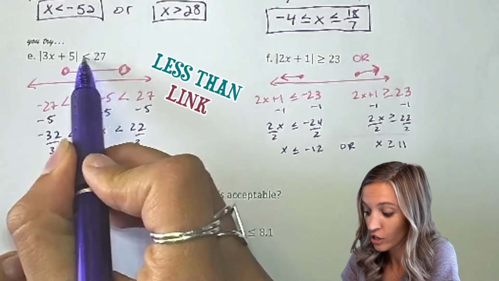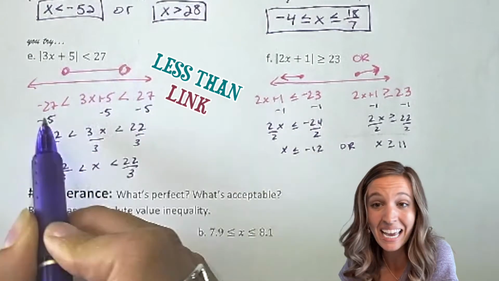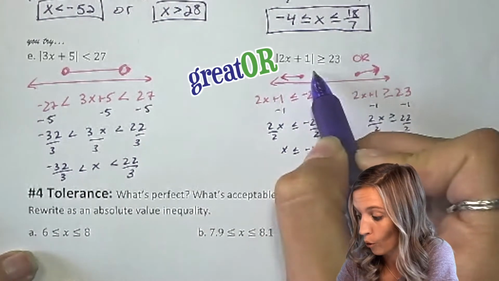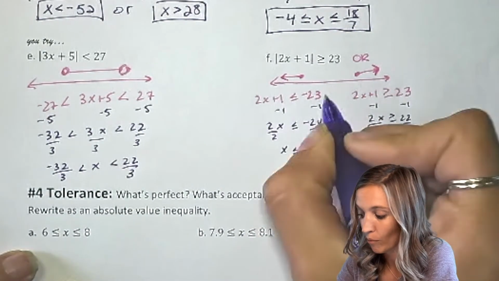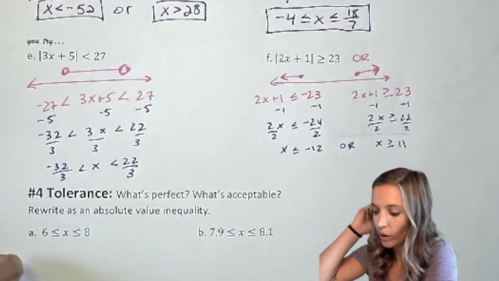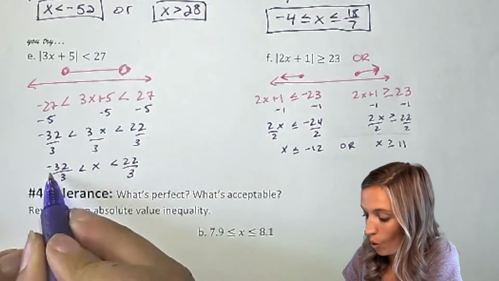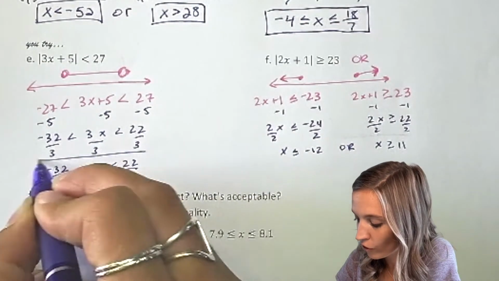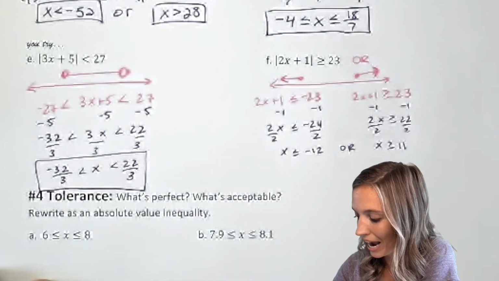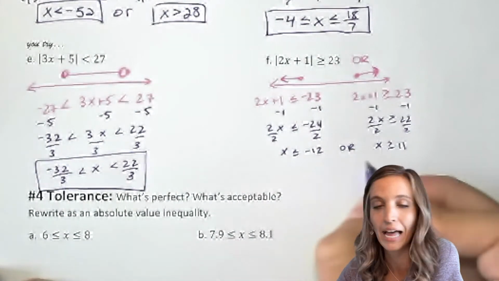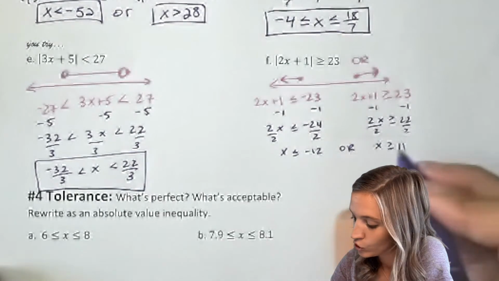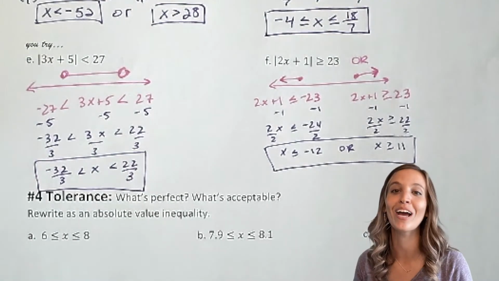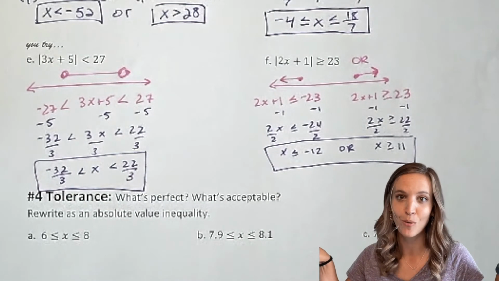See, less than, so I know that this is an and statement, and is linked, so I write it out linked before I even start solving. This one's greater than, so it's an or statement, so I split it up separate and write the word or between my solution. So for this first one, I got -32 divided by 3 is less than x is less than 22 divided by 3. So there's my solution for that one. And then the one next door, x is less than or equal to -12, or x is greater than or equal to 1. So remember, less than linked, so it's an and statement. Greater than then is or, so it points out.